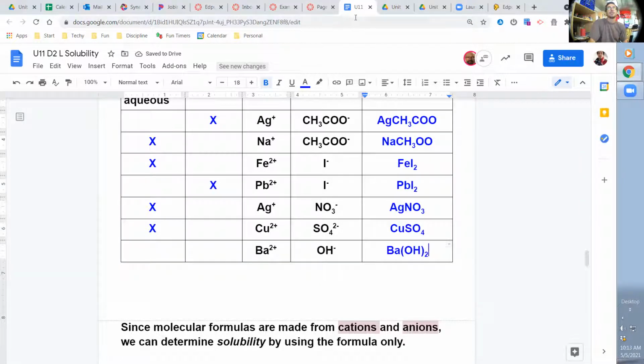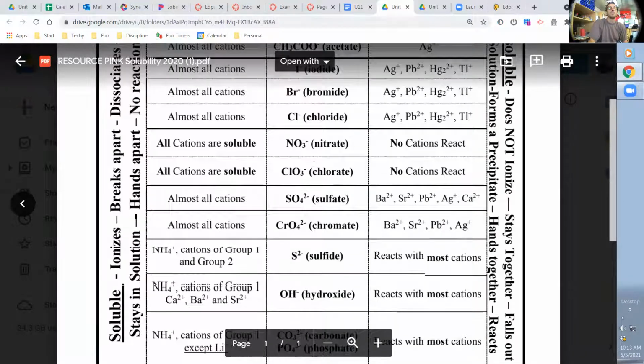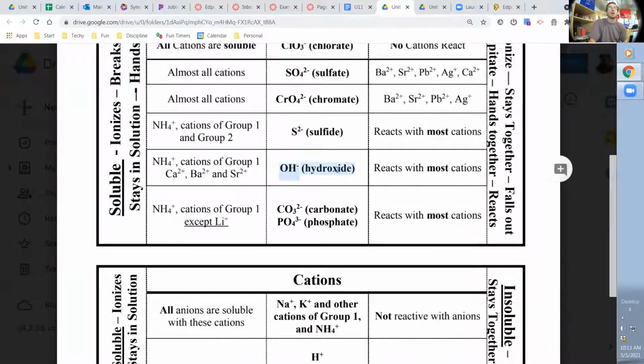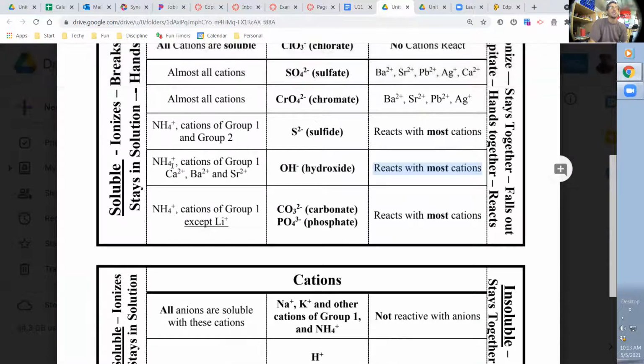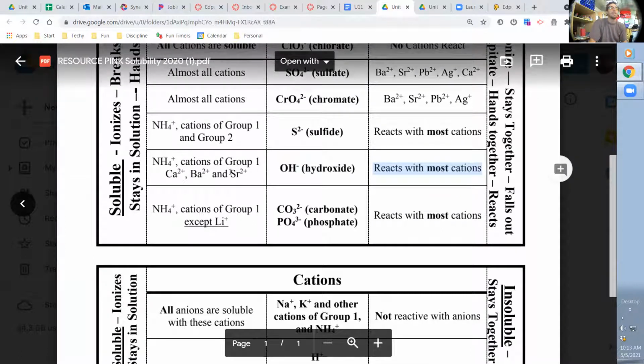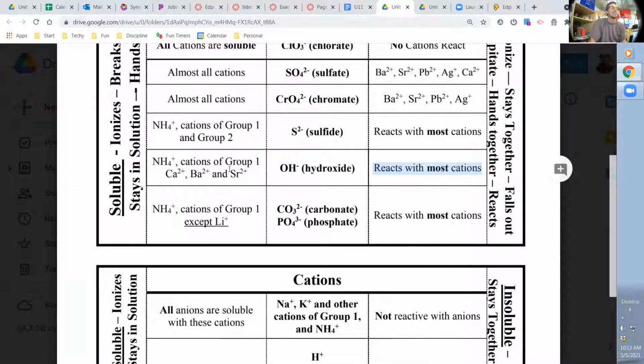Let's go ahead and look at the solubility chart for hydroxide. Let's find OH. Where's OH? Oh, it's way down here. Hydroxide's right here. And it says reacts with most cations. So which cations does it react with? Meaning which cations is it soluble with? Well, it's soluble with ammonium, and it's soluble with all cations in group 1.